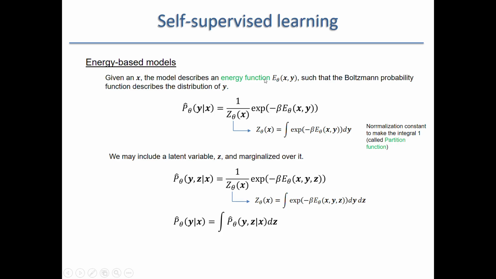What is the energy of observing simultaneously x and y? And sometimes it is convenient to introduce a latent variable that is later marginalized. So we still want to learn the conditional distribution of y given x, but we will do it in two steps. The first step is x, which will produce a latent space, and from the latent space we will generate y. Then this energy has three components, x, y, and the latent variable z, and then we marginalize over z. The same for the partition function: we have to marginalize over y and z.